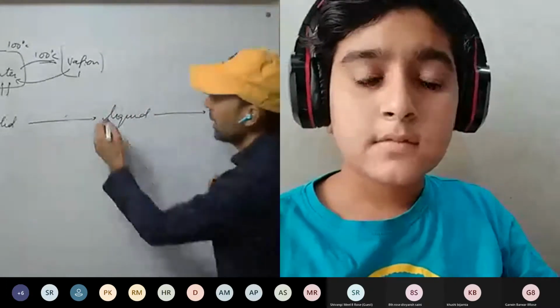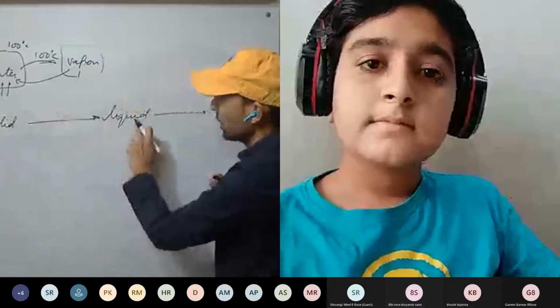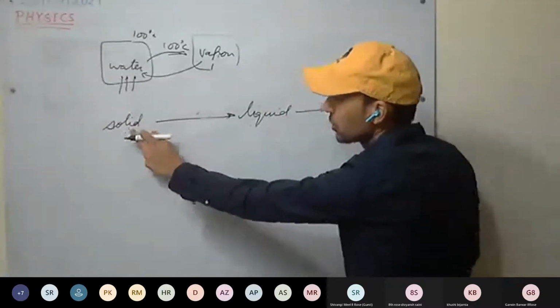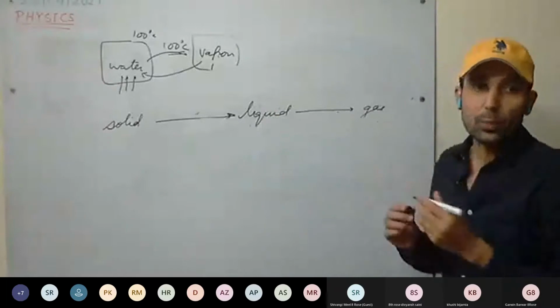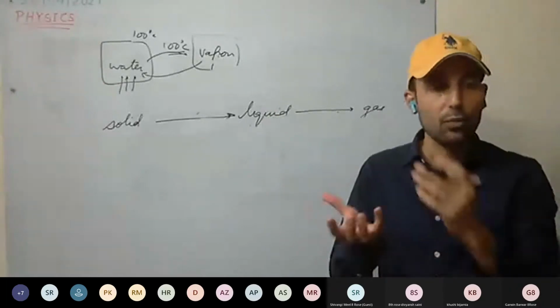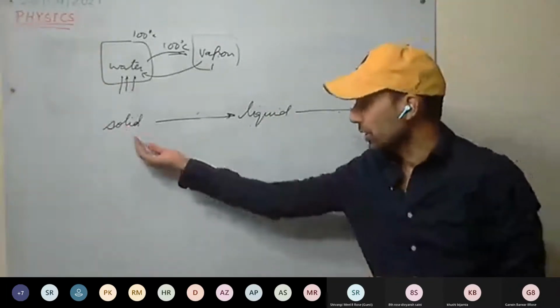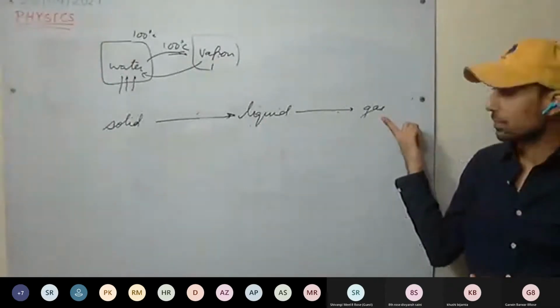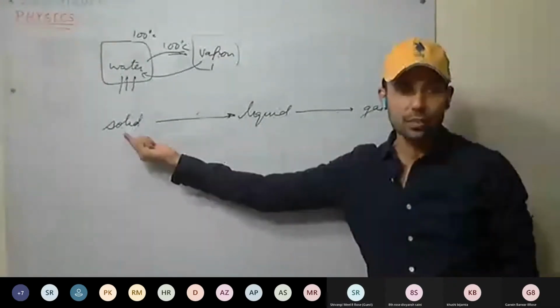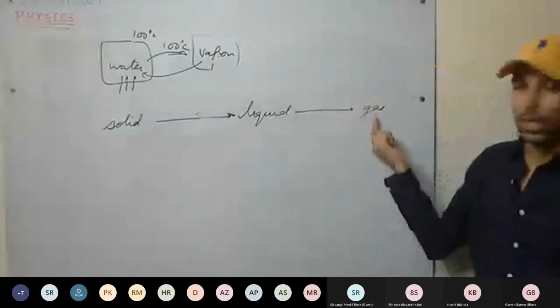This we have seen mainly substances from solid to liquid. If we provide heat, solid will convert into liquid. We provide more heat, it will convert into gas. So mainly what happens to the substance? First it converts from solid into liquid, then to gaseous state. This is clear? Yes. Most of the substances convert from solid to liquid, liquid to gas.